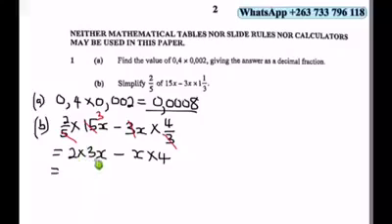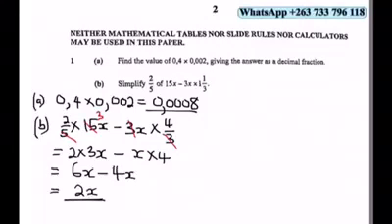Therefore here will be 2 times 3x minus x times 4. So 2 times 3x is 6x. x times 4 is 4x. 6x minus 4x is equal to 2x. So this will be our final answer.